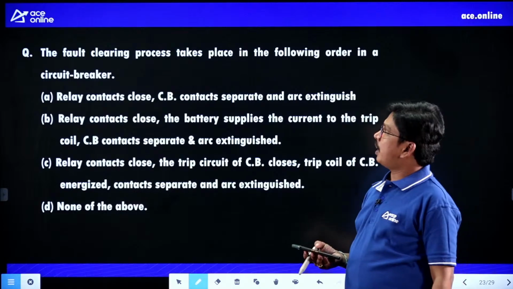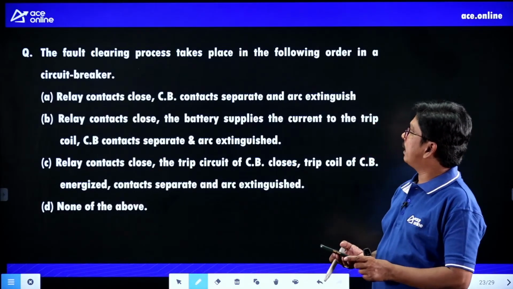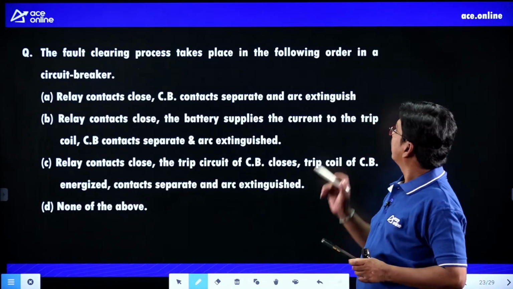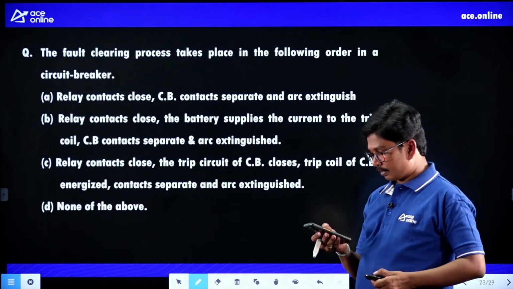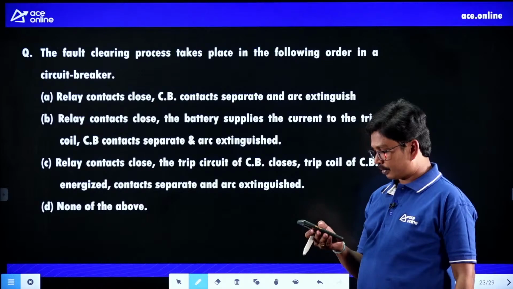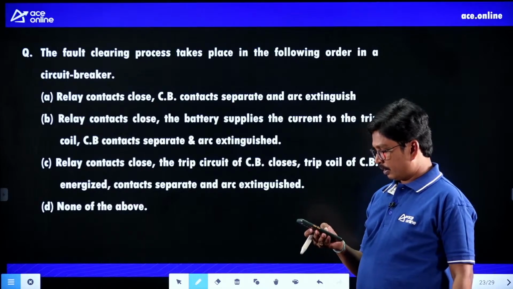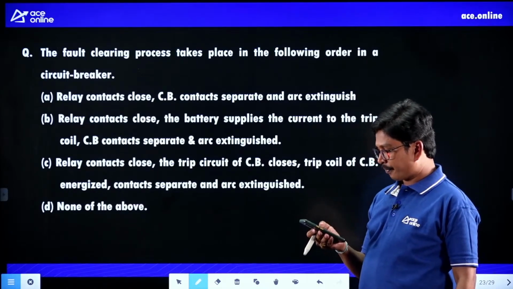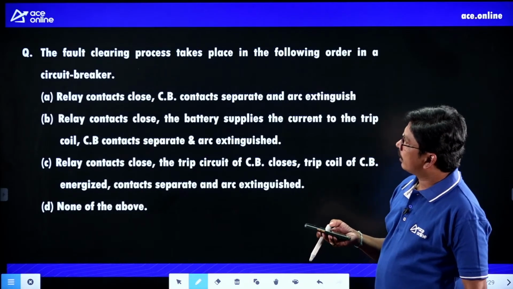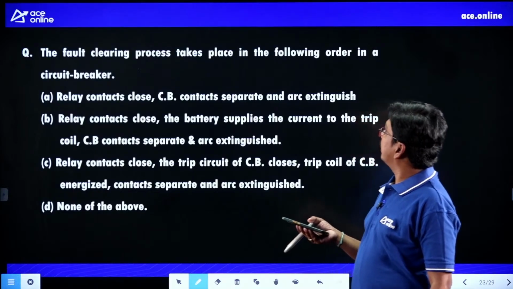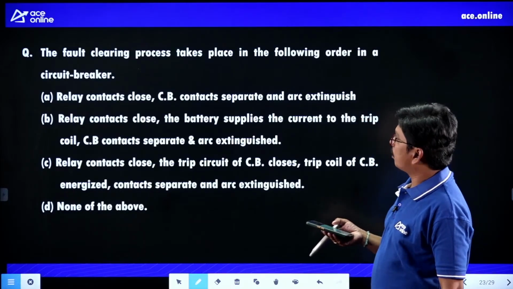ఇక్కడ చూడండి అమ్మా, the fault clearing process takes place in the following order in a circuit breaker. What is the fault? Fault. Yes, very good. The fault clearing process takes place in the following order in a circuit breaker.